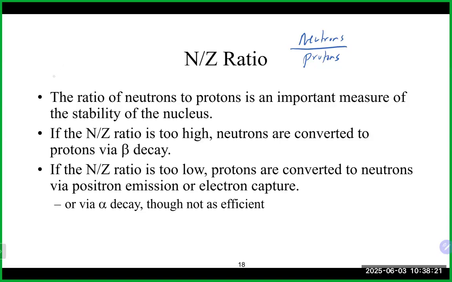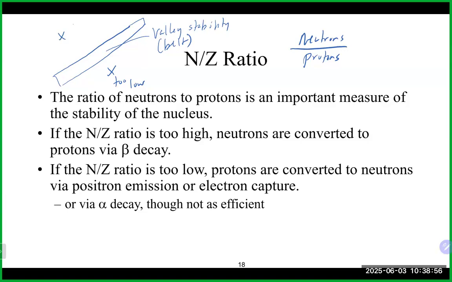There is a certain stable ratio for elements and nuclei, and this is a picture we'll see in just a second. This is sometimes referred to as the valley of stability or the belt of stability, depending on your book. And that is a neutron to proton ratio that is considered stable. And one of two things can happen if you have something that is not stable. It will either have an N to Z ratio that's considered too low, or an N to Z ratio that's considered too high relative to this belt of stability.